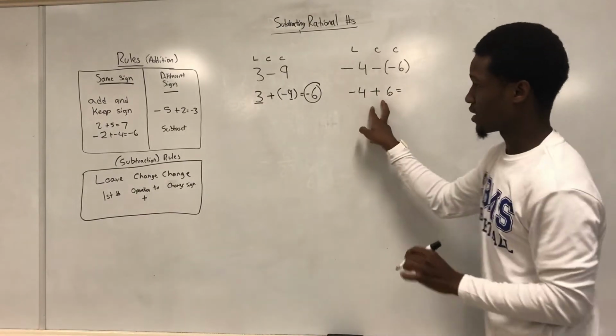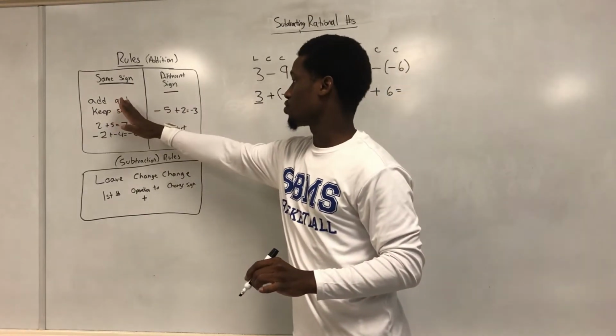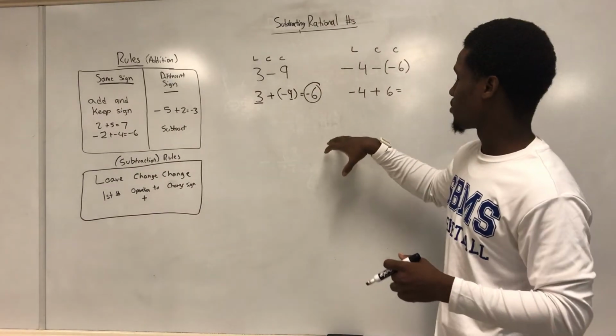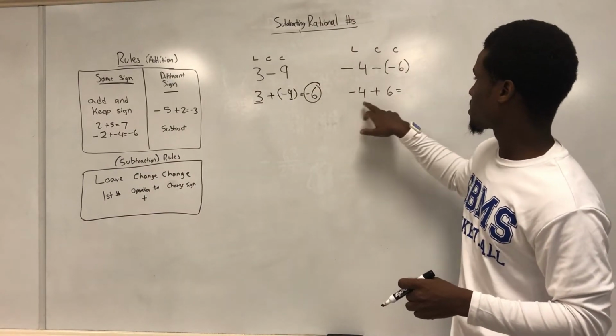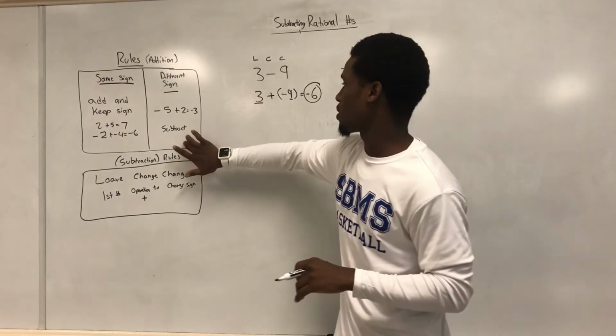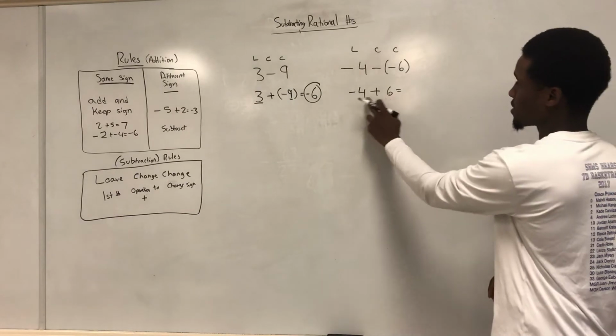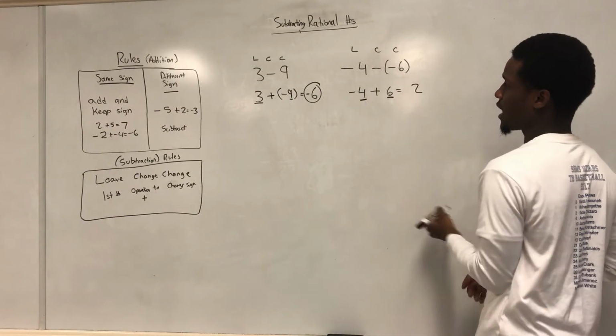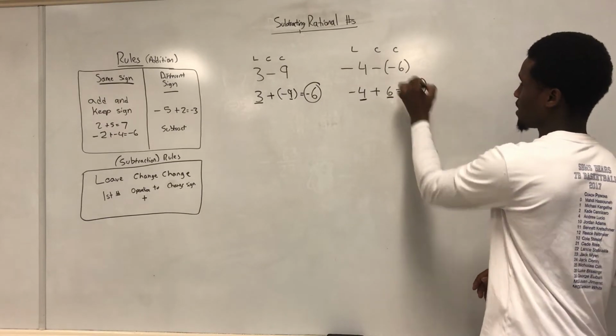Okay, now once again, I look to my addition rules. You should always have these rules out when you're doing rational number operations. So 6 is positive, negative 4 is negative. Signs are different, so I have to follow this rule. 6 minus 4 is going to be equal to 2. The absolute value of 6 is bigger than the absolute value of 4, so my answer is positive 2.